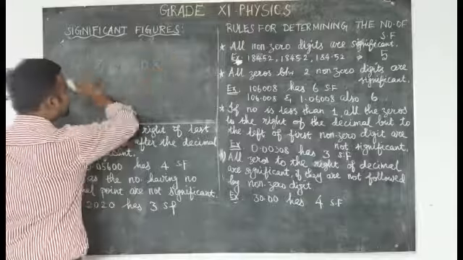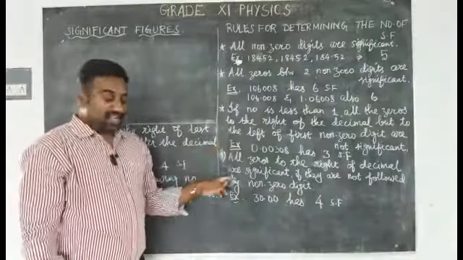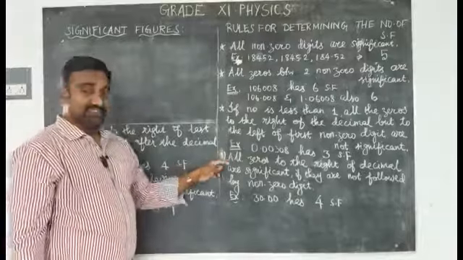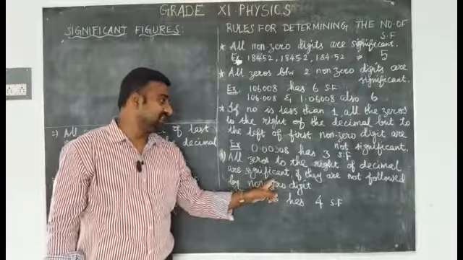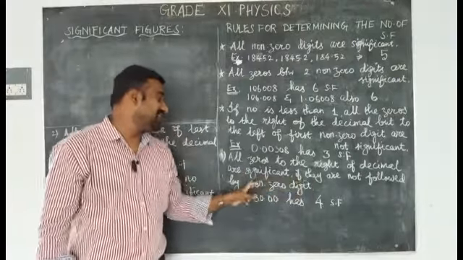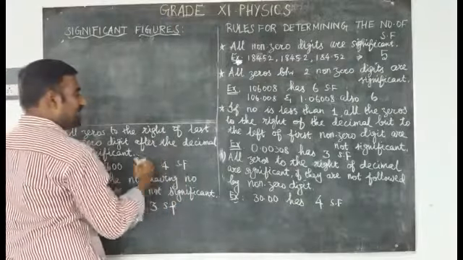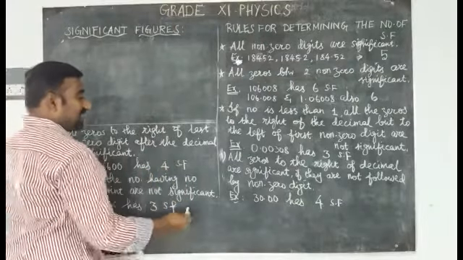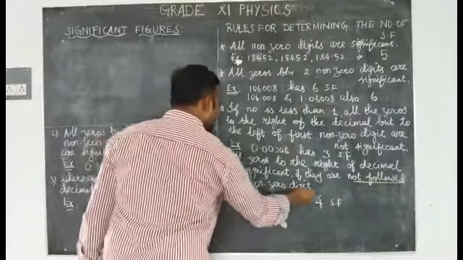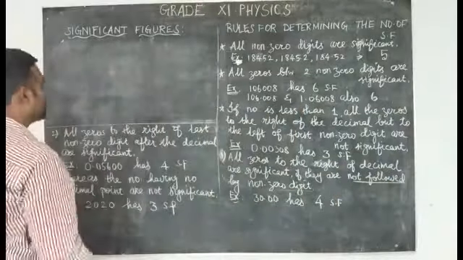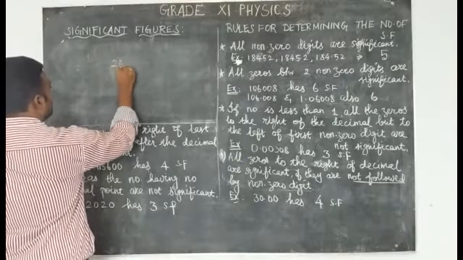There are still some more cases in this. Pay attention. We are going to see 3 more cases. The first one: all the zeros to the right of the decimal are significant if they are not followed by non-zero digits. Pay attention. All the zeros to the right side of the decimal are significant if they are not followed by non-zero digits. Okay, example. So how can we write 20 kilogram?